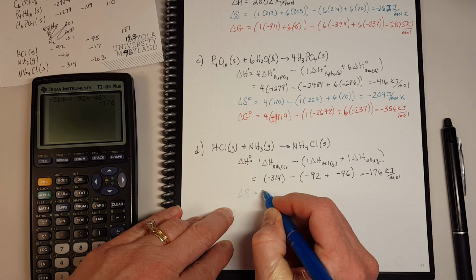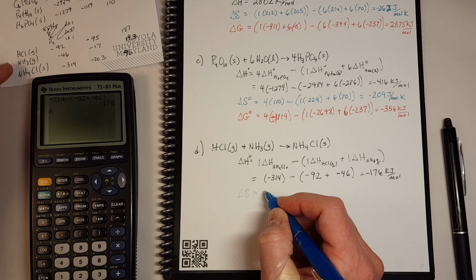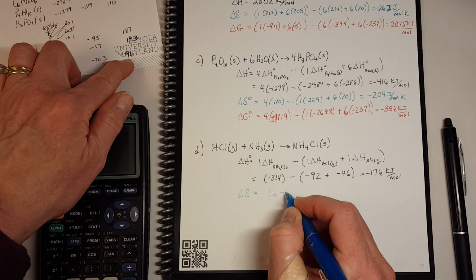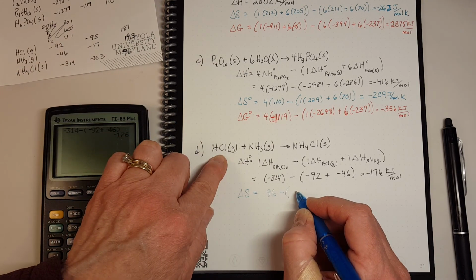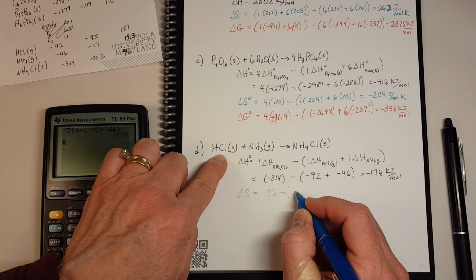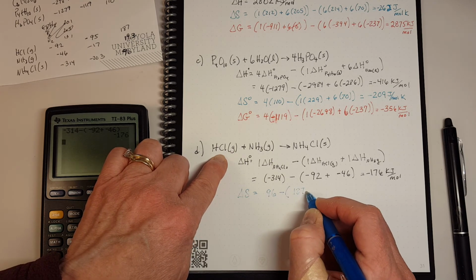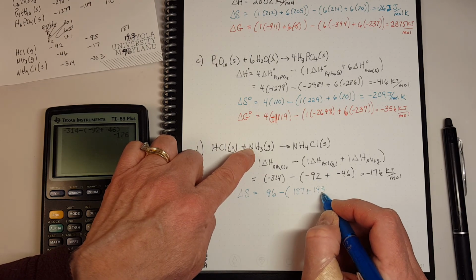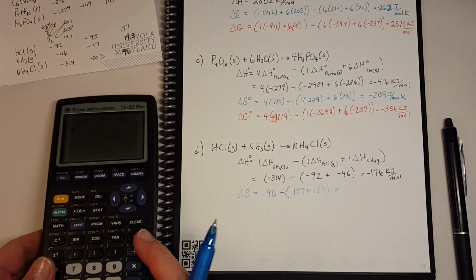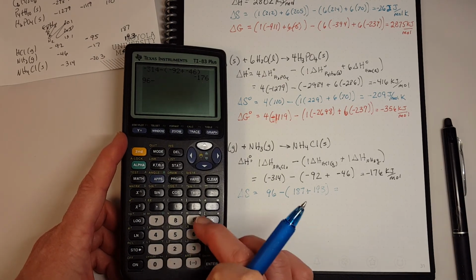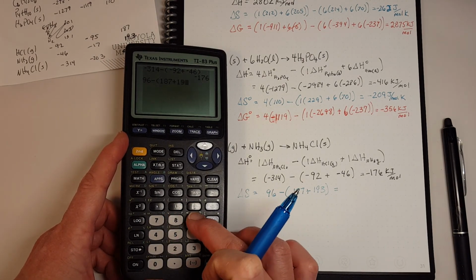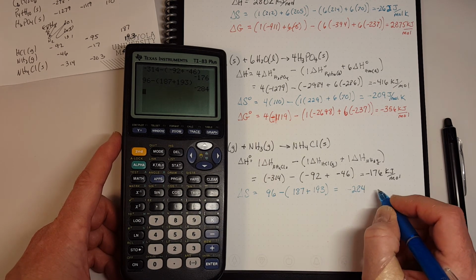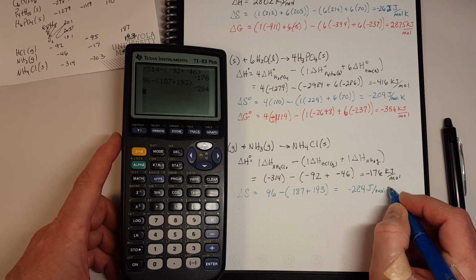So the delta S is going to be 1 times the S of the ammonium chloride solid, which is 96, minus, in parentheses, 1 times the S of the HCl gas, and that's going to be 187, plus 1 times the S of the ammonia, which is 193. And when we do that on the calculator, 96 minus, parentheses, 187 plus 193, and we get minus 284. And that's our delta S, joules per mole Kelvin.